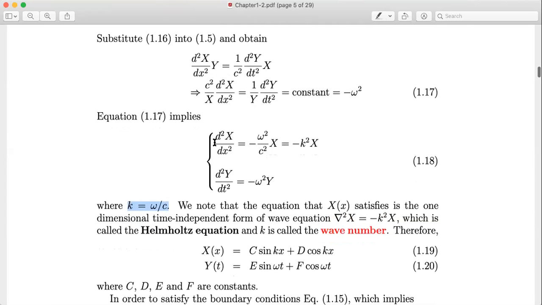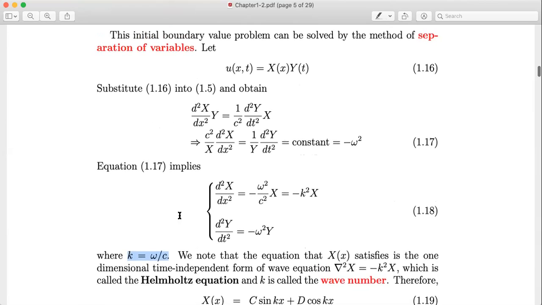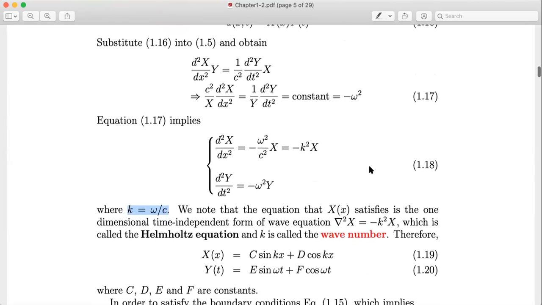Okay, so now using the separation of variables, we separate the original PDE into two ODEs, ordinary differential equations. And they are both of this very simple form that we can easily solve. Second order linear constant coefficient, etc. Okay, but I just want to point out some terminology.